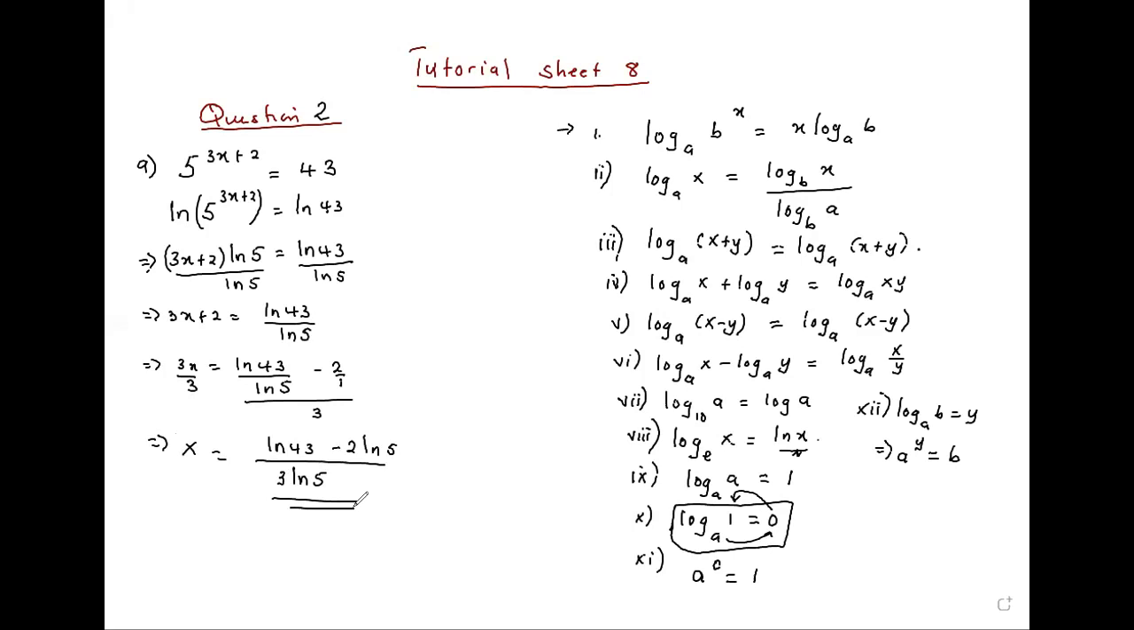So suppose you did log 5, you'd still be doing the same things until you arrive at your answer. And your answer will be in the form x equals log 43 minus 2 log 5 over 3 log 5. These two answers are very correct.